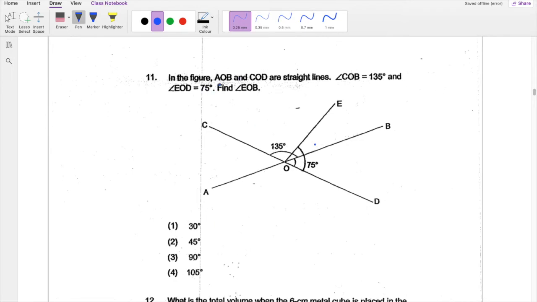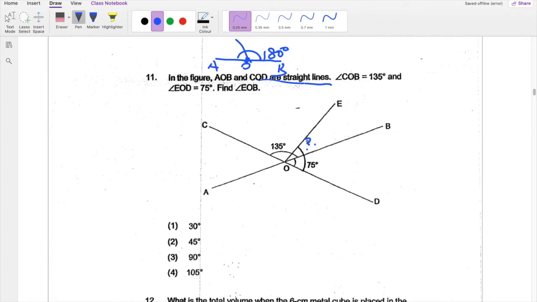Okay, question 11. In the figure, AOB and COD are straight lines. What does a straight line mean? It means that this angle, for example AOB, is 180 degrees. So here we see that COB is 135 and EOD is 75. Then we want to find EOB, this one.